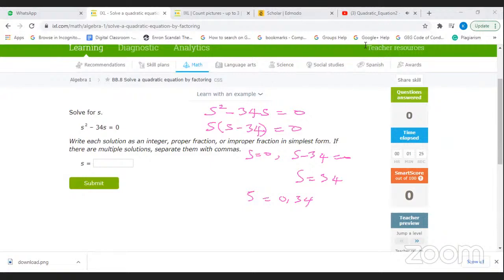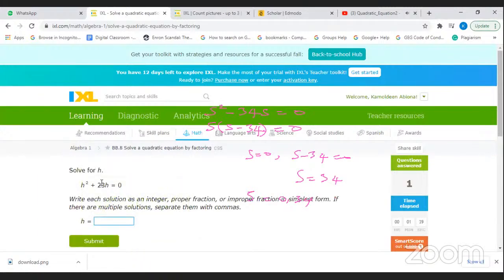So 0, comma 34. That's that, you can see that we got that right. The next one, we also do in the same manner. Let's quickly do that now.